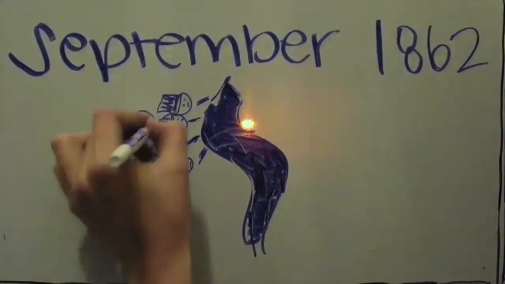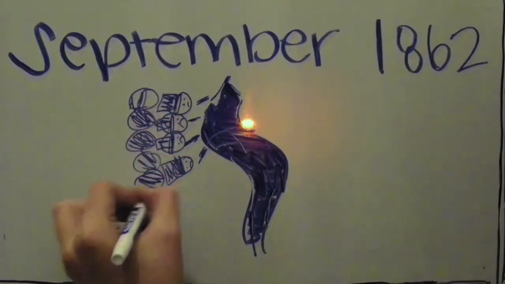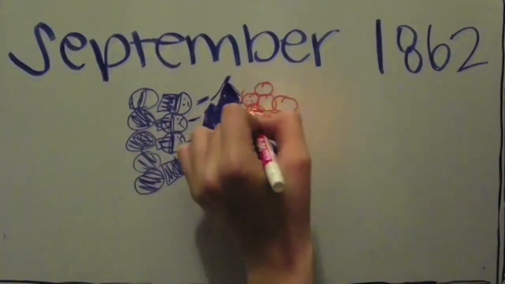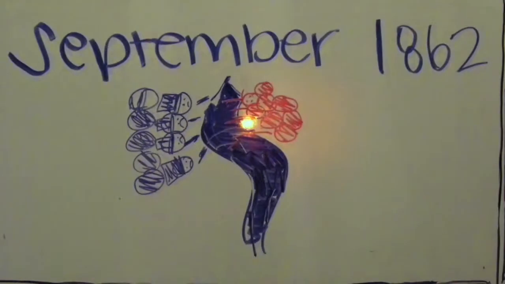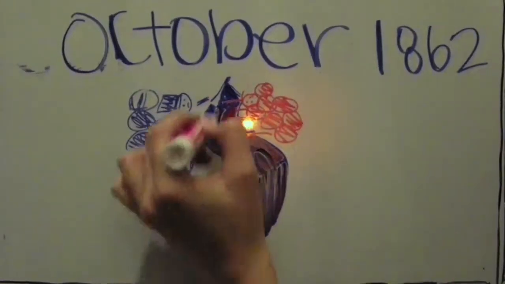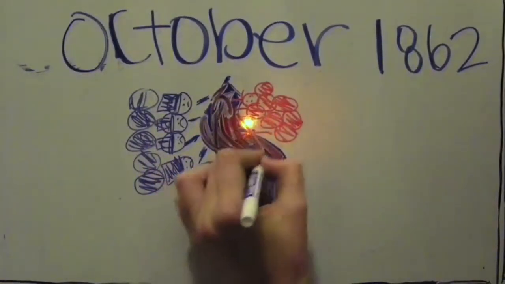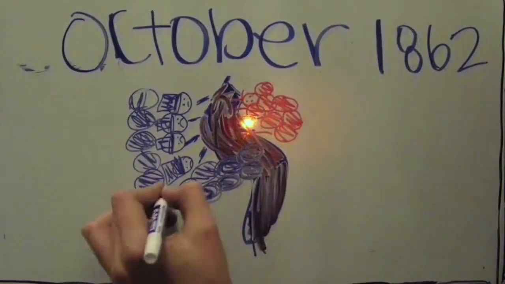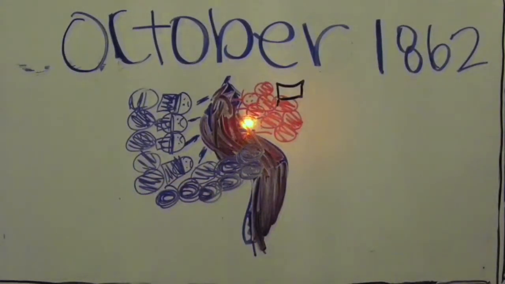It was the first major battle on Union soil, and it gave opportunity for Lincoln to issue the Emancipation Proclamation. The Confederate lost this war. The Emancipation Proclamation made abolishing slavery one of the goals of the war.